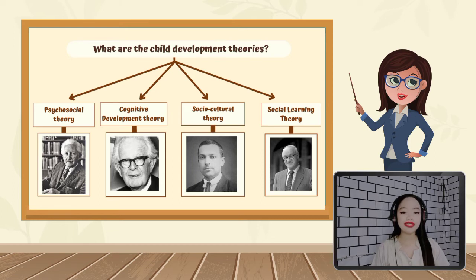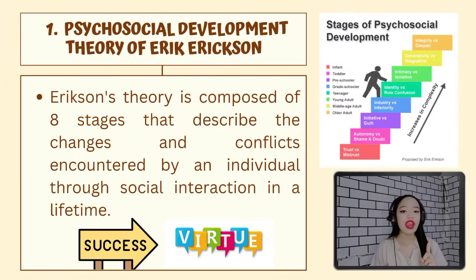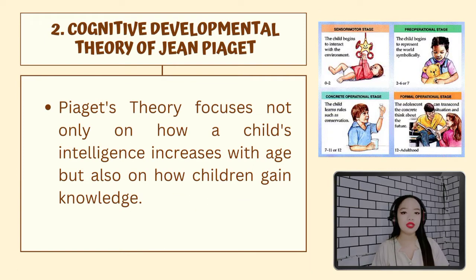During our past lessons, we had already tackled these famous theories, so I will just give you a short recap about it. First, Erikson's psychosocial theory is composed of 8 stages that describe the changes and conflicts encountered by an individual through social interaction in a lifetime. On the other hand, cognitive developmental theory focuses not only on how a child's intelligence increases with age, but also on how children gain knowledge.